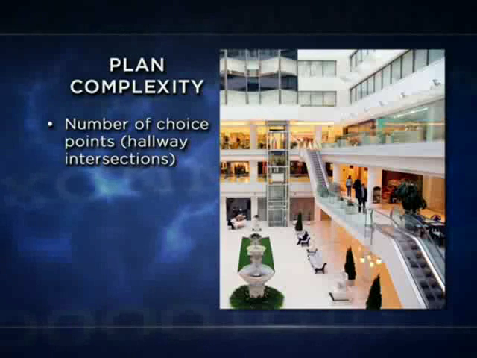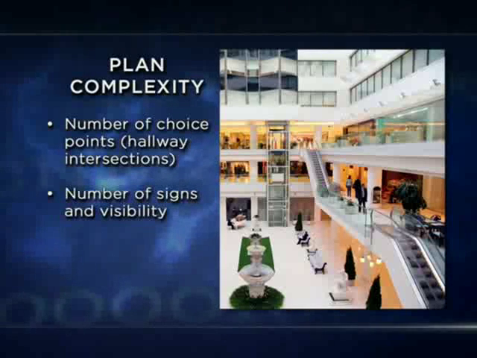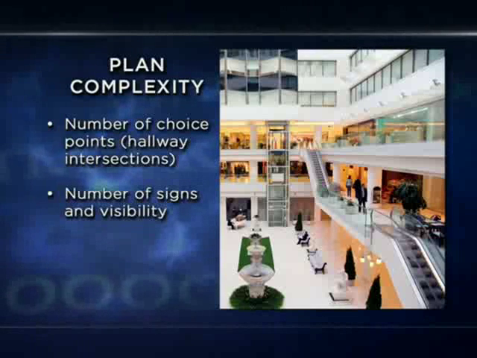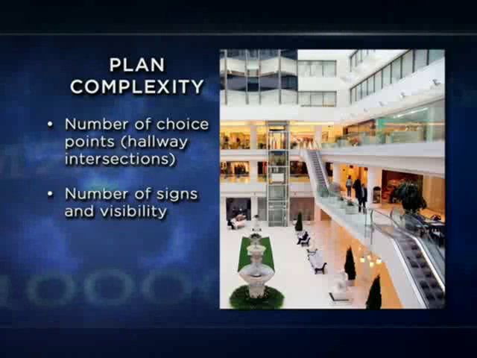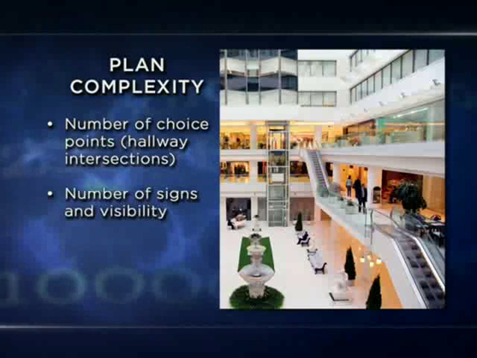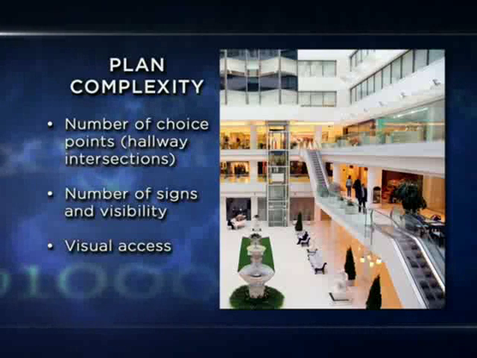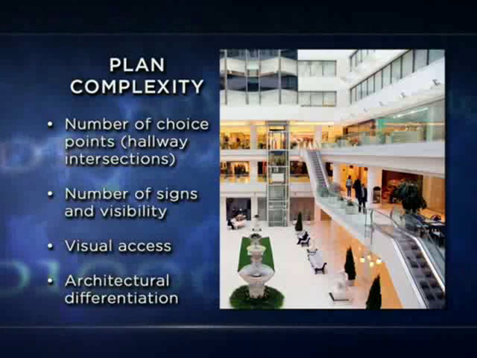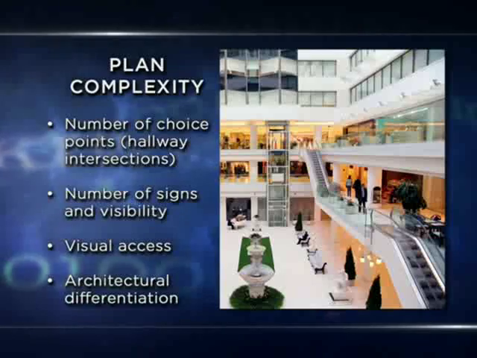Another feature related to plan complexity is how many signs there are and how visible they are. So both of the buildings I have mentioned lack any signs that can help people figure out where they are in the building and where they might need to go. Now, a broader array of issues affect learning to navigate a building, and these include visual access, how well can you see one part of the building from another, and architectural differentiation, which is a fancy way of saying how distinctive are different areas of the building from one another.